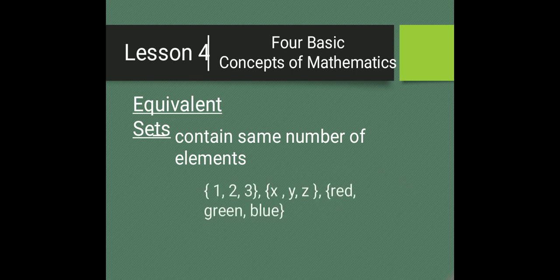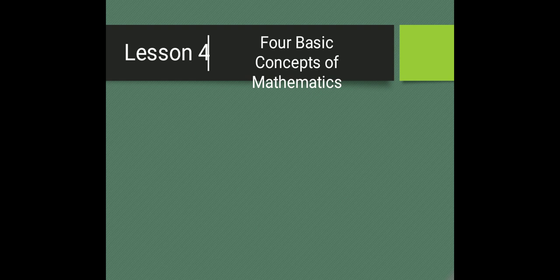Say for example, this one, set of 1, 2, 3. Okay, it's not equal to the set of XYZ, nor to the set red, green, and blue. So, magkaibang mga elements nila. But, when you count the number of elements, first set, may 3. XYZ, may 3 rin. Red, green, and blue, may 3 element. So, hindi sila equal set, but they are equivalent sets. Okay?